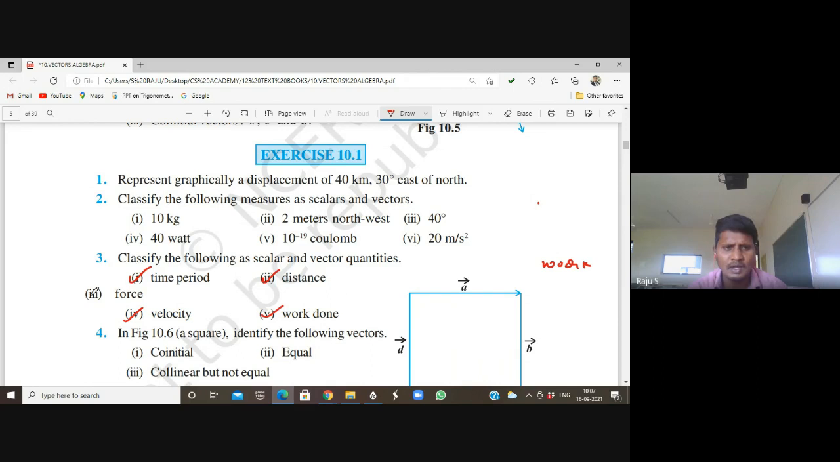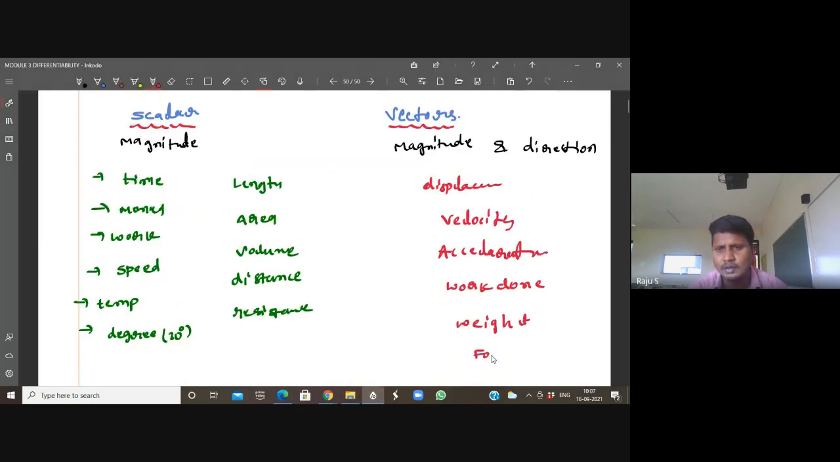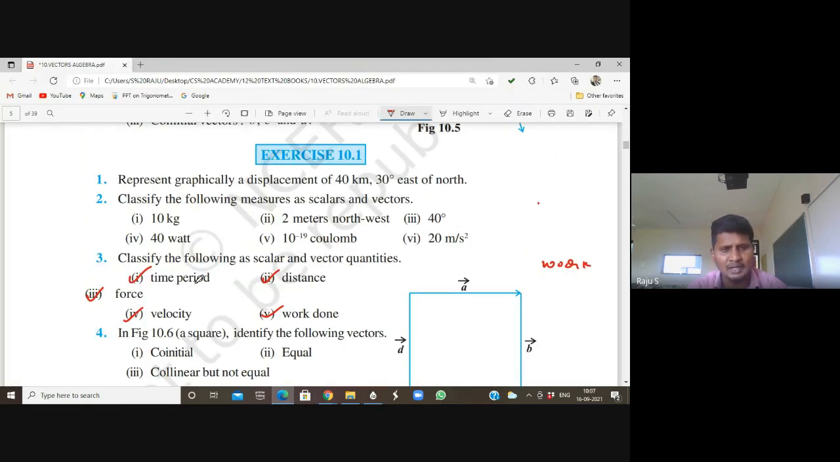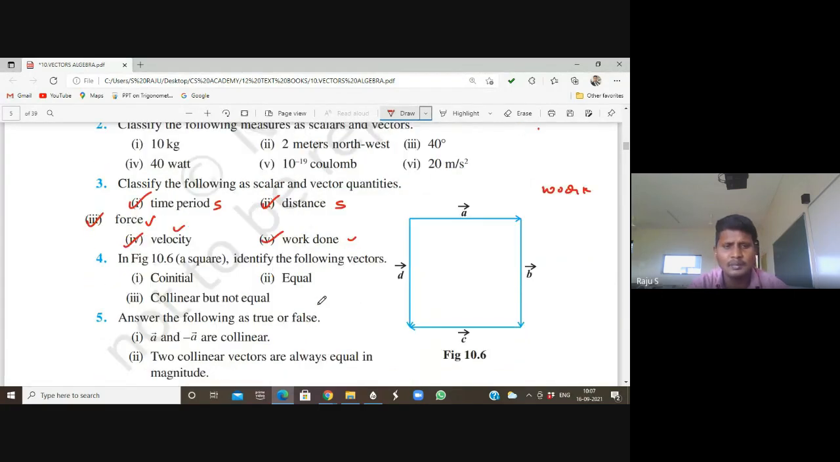And what about force? Force is also one of the examples of vector. In which direction? It has a particular direction, we require a particular direction to move it. So force is a vector. So time period and distance, these two are scalar. Velocity, work done, force, vector, vector, vector. Got it?